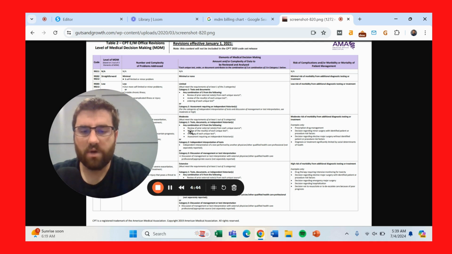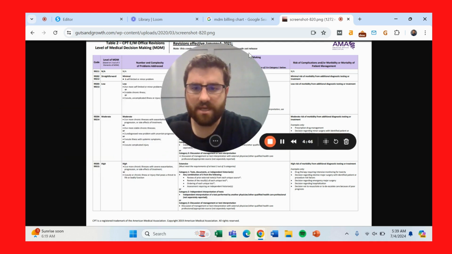So that's why level 5 is tough, because it requires 1 or more chronic illnesses with severe exacerbation, or 1 acute illness that poses a threat to life or bodily function, or drug therapy requiring intensive monitoring for toxicity, right? These types of things are not happening in the clinic too often.